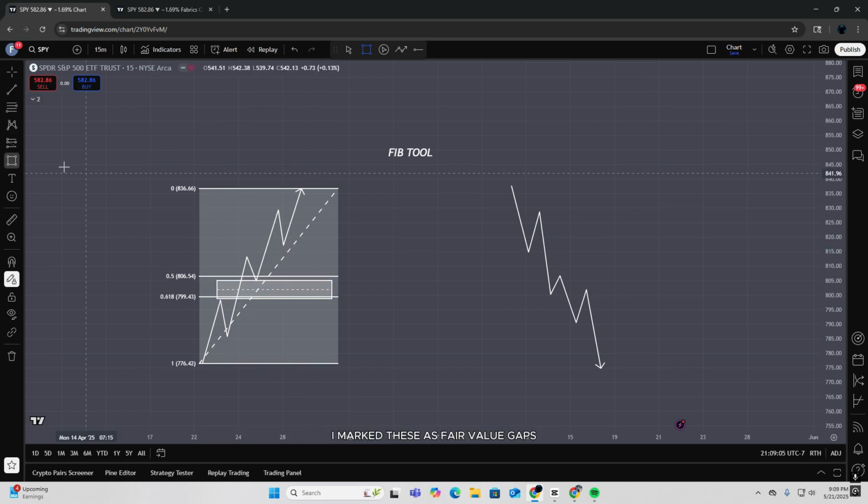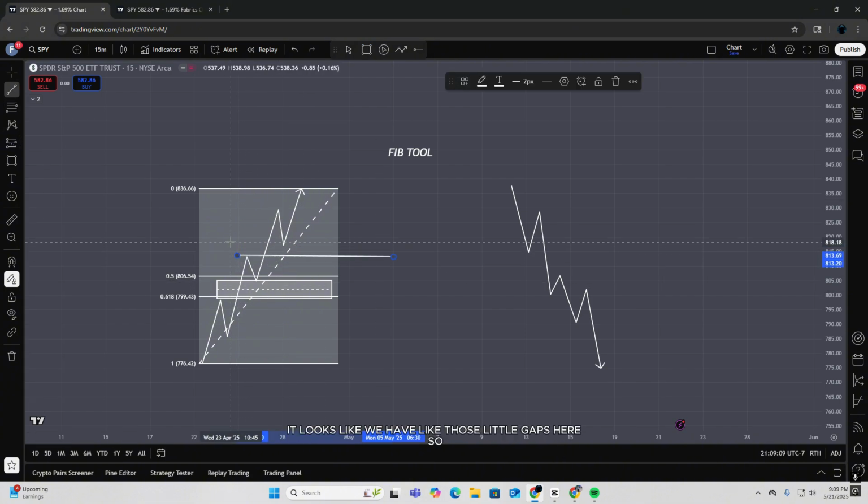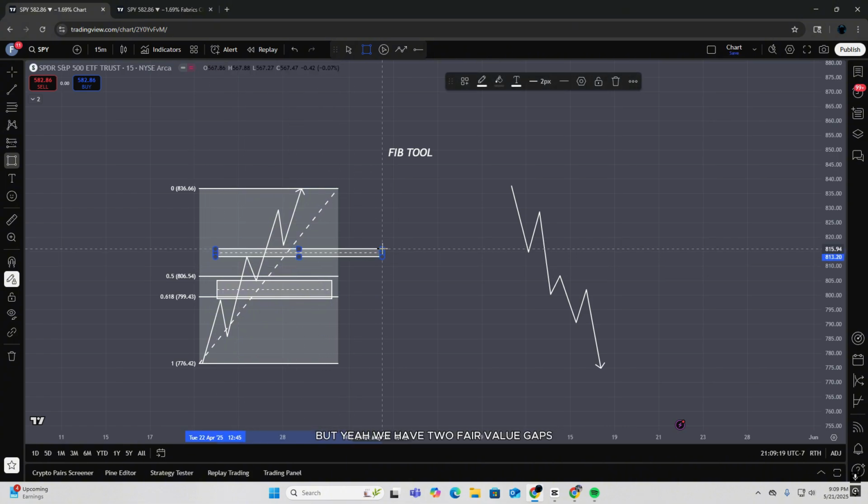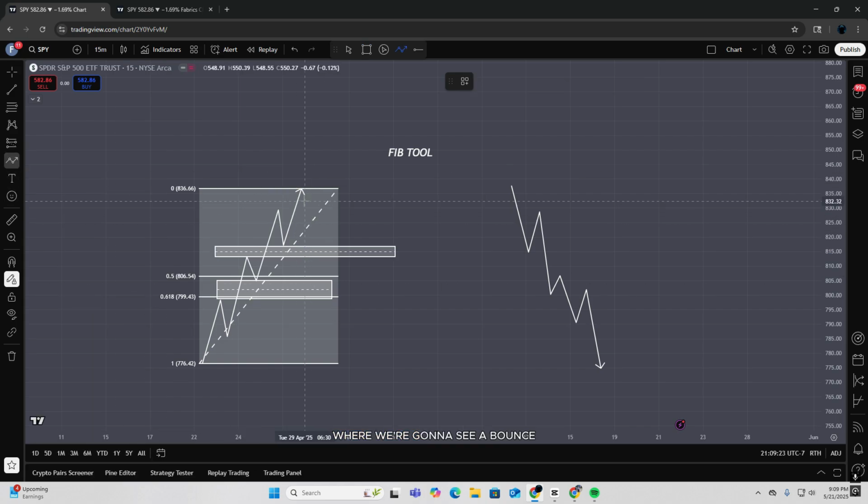I marked these as fair value gaps because you could see that when I was making this, it looks like we have those little gaps here. So just so you understand, this is my demonstration of a fair value gap. But yes, we have two fair value gaps and we're wondering which one is going to be the fair value gap where we're going to see a bounce.